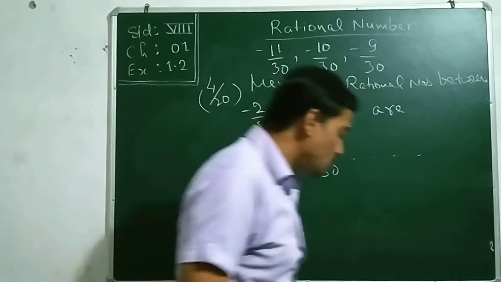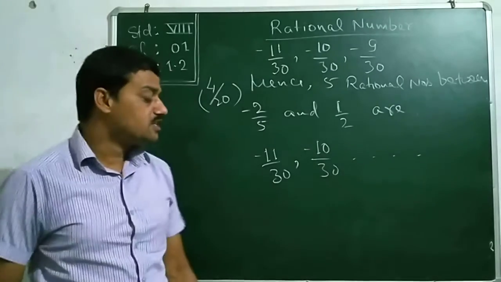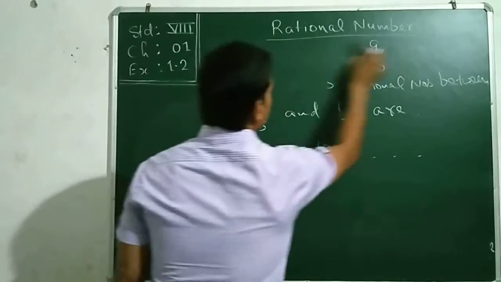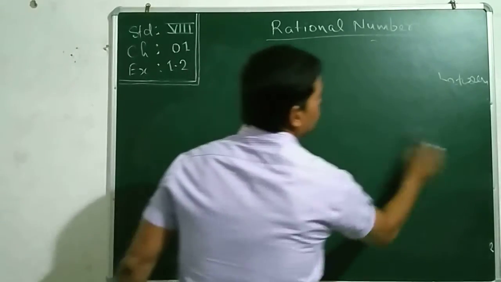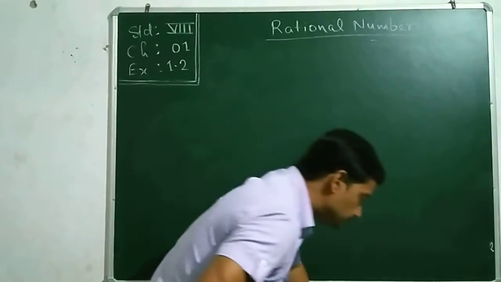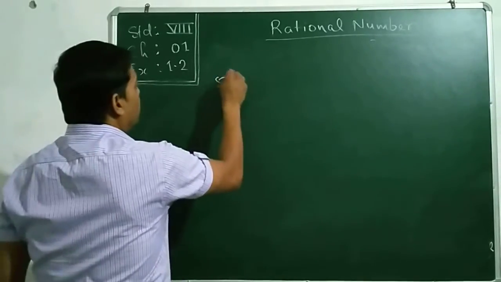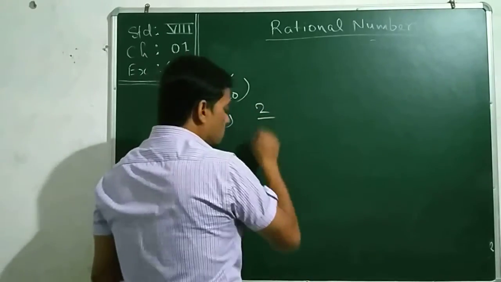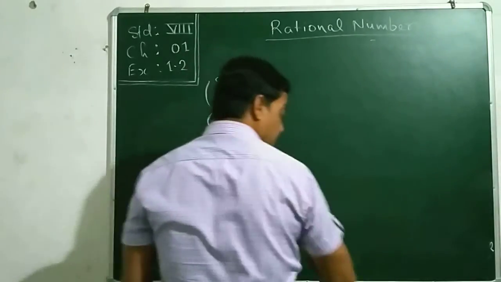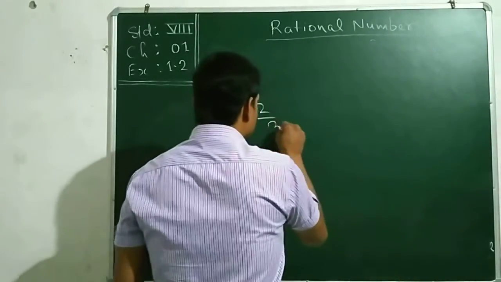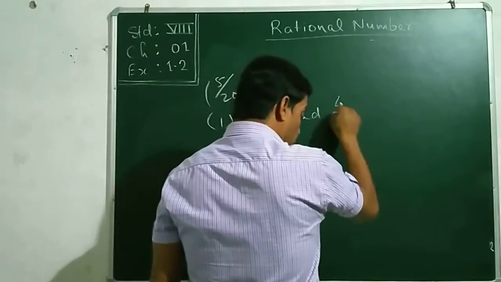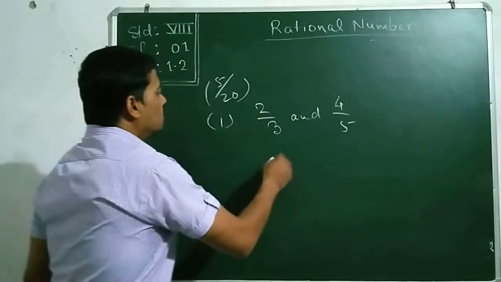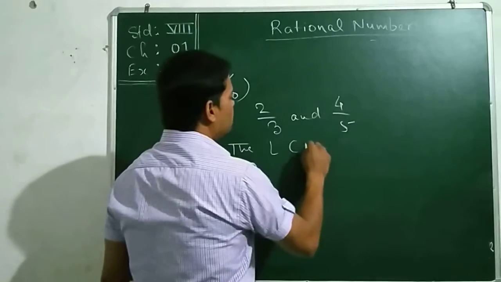In the 5 number sum also, we need to find 5 rational numbers between the given 2 rational numbers. See how we will find out. Similarly, as I have explained in this sum, 2 by 3 and 4 by 5. We need to find 5 rational numbers. Once again the same process I am explaining to you.